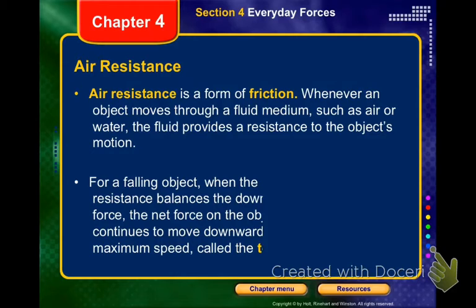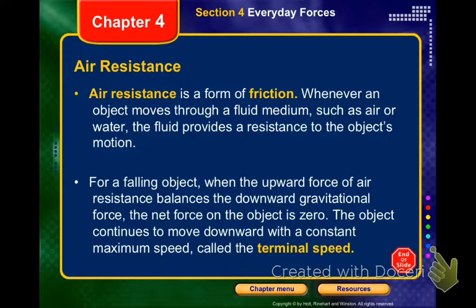So looking at air resistance here, we've neglected it for the most part up till now. It is a form of friction, and it says whenever an object moves through a fluid medium, fluids are gases or liquids. So gases and liquids both fall into your fluid category. It says air or water, to give you two examples. You have to account for the fluid's resistance to the object's motion.